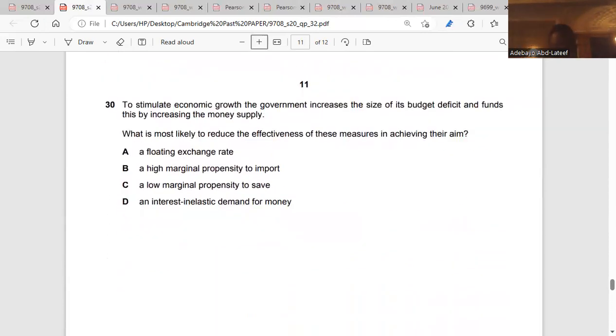Question 30. Can you read question 30 for me? To stimulate economic growth, the government increases the size of its budget deficit, if done by increasing the money supply. What is most likely to reduce the effectiveness of these measures in achieving their aim? Floating exchange rates would definitely have a positive budget, which is good. High marginal propensity to import. That is the problem, because the country is trying to reduce its budget deficit. Budget deficit would be as a result of more import than export. So if government is trying to reduce deficit and it's importing more, is it going to solve the problem? No. So the answer is B.